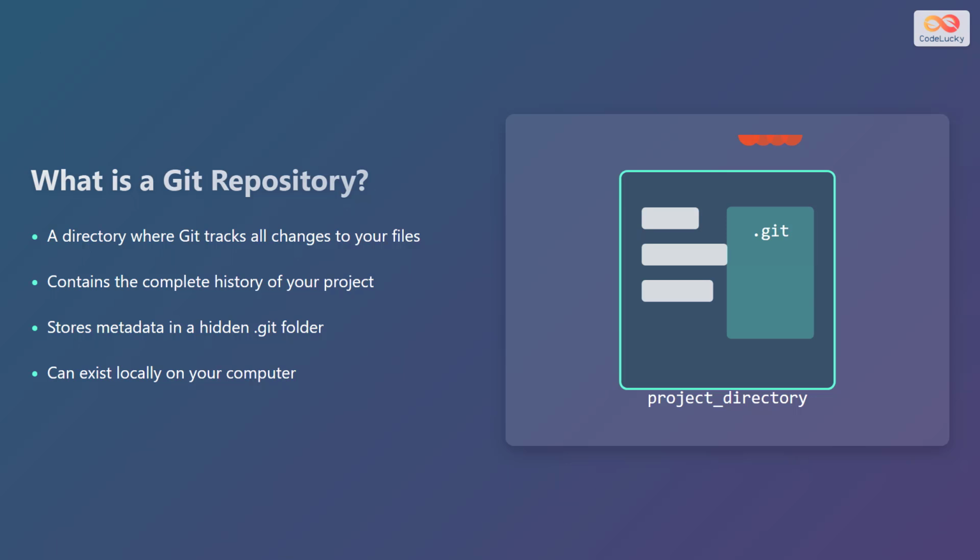So, what exactly is a Git repository? Firstly, it's a directory where Git meticulously tracks every change made to your files. Think of it as a time machine for your project, storing the complete history of all your work. Git also stores metadata, which is data about data, in a hidden folder named .git. This repository can exist locally, right on your computer, making it easy to manage your projects offline.